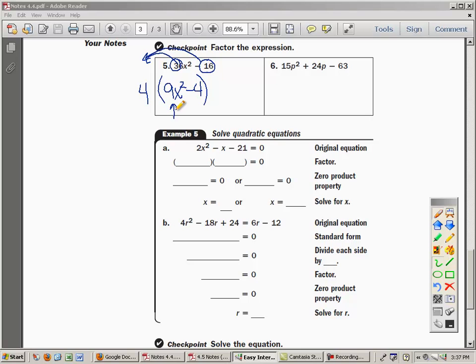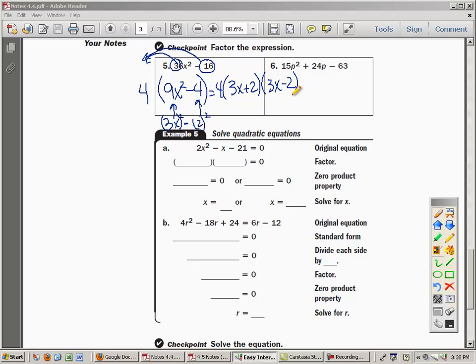Isn't this a perfect square? Yeah, what did I square to get 9x squared? I squared 3x, right? And what did I square to get 4? Well, I squared 2. So this is the difference of two things that are perfect squares. This becomes 4 times 3x plus 2, 3x minus 2. And that one's a little bit lengthy. How about the second example here?